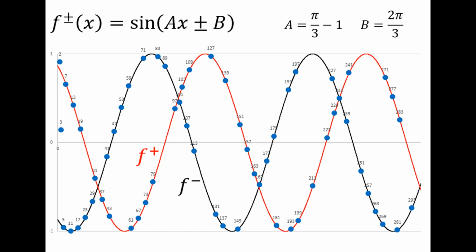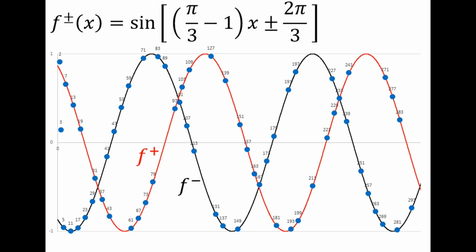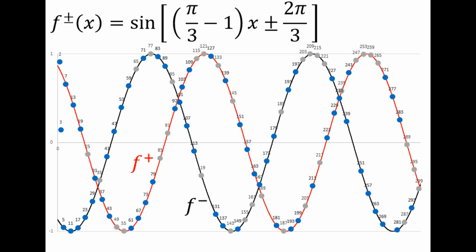Constant 1 turns out to be pi over 3 minus 1. Constant 2, the phase shift, turns out to be 2 pi over 3. Therefore, here's the compact notation for both functions f plus and f minus. Wouldn't it be cool if the functions f plus and f minus determined the prime numbers only? Well, sorry to tell you, but all the multiples of all the prime numbers, except for any multiple of 2 and 3, sit on those curves too.